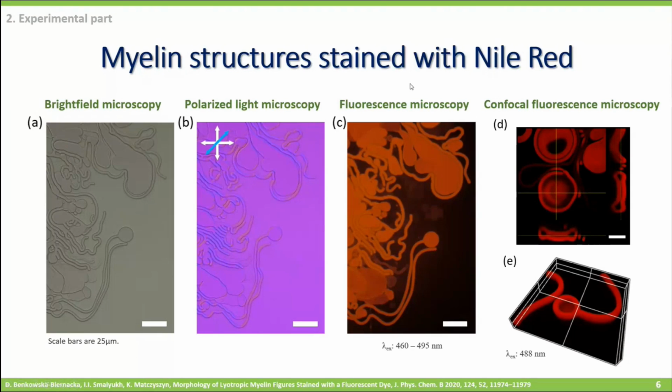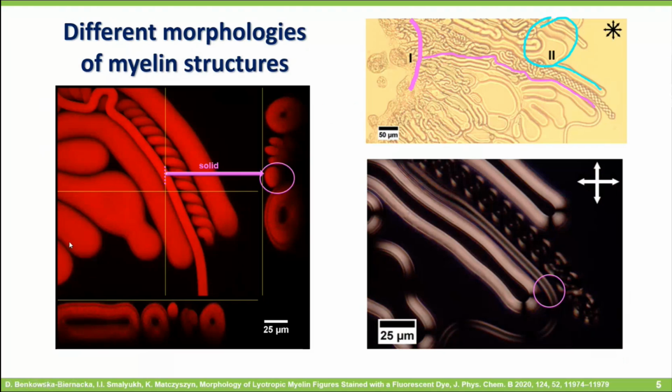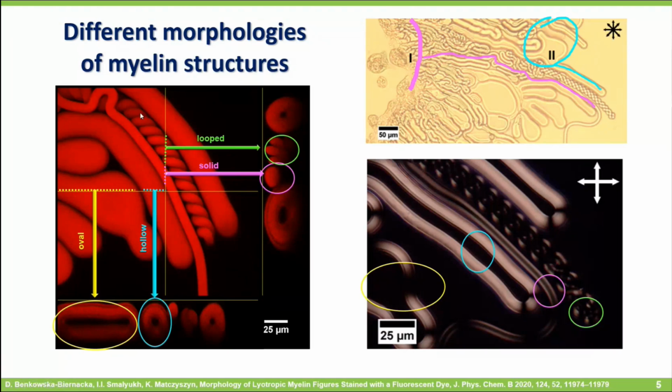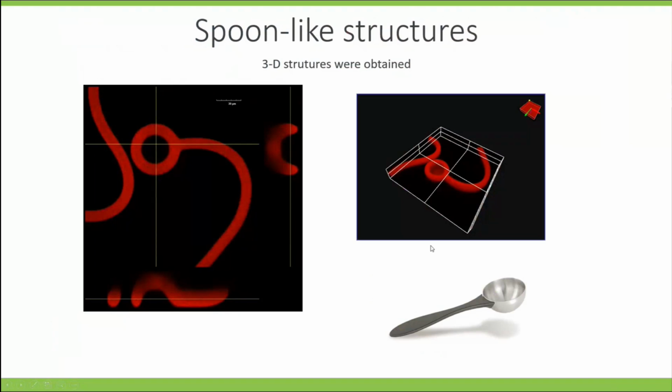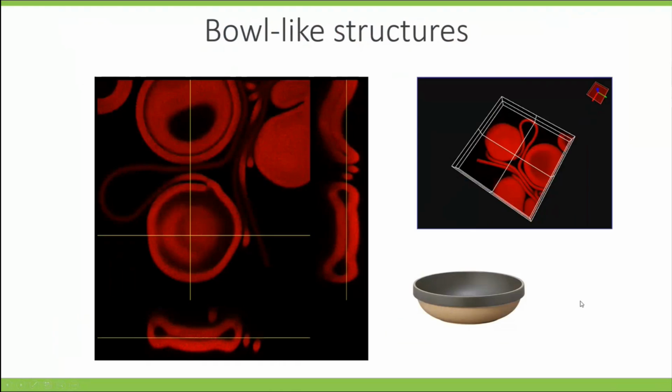stack, and then how different structures can be achieved, including also 3D structures, which may be solid, which could be hollow inside, which can also be looped. This is very interesting, self-assembly of this myelin structure, or an oval with loads of space inside. The 3D structures also looked nice, exactly like a spoon, or it could have a bowl-like structure. We were also wondering if it would have an impact on the organization of the carbon nanodots in such structures.